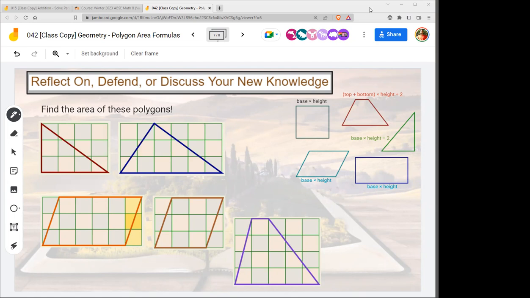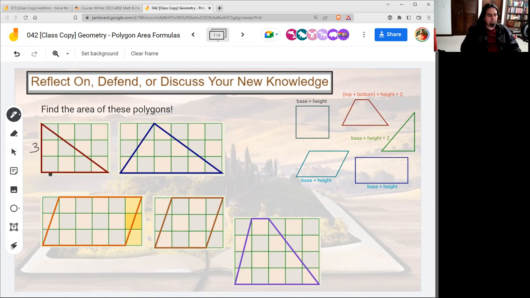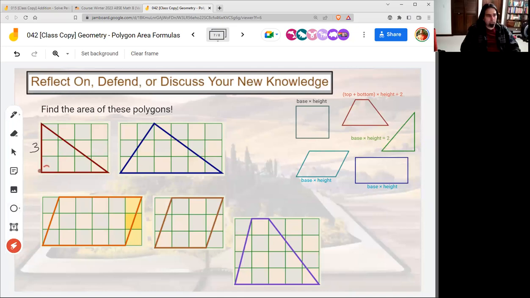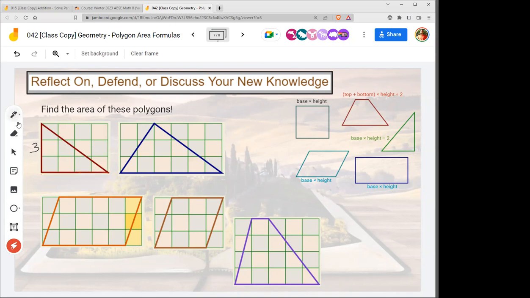For the red one, the first one, it's 3 for the height. Okay, and then I forgot, is it 3 or do they count that last square too? I forgot. One square counts too. So 1, 2, 3, 4. It's all the way across as far as the base goes. Okay, so yeah, 4.